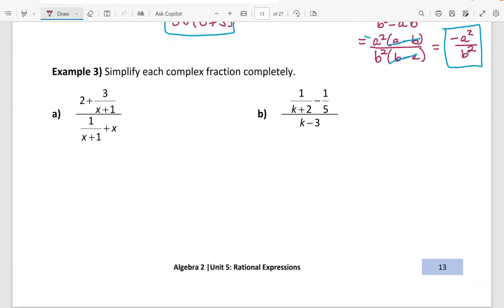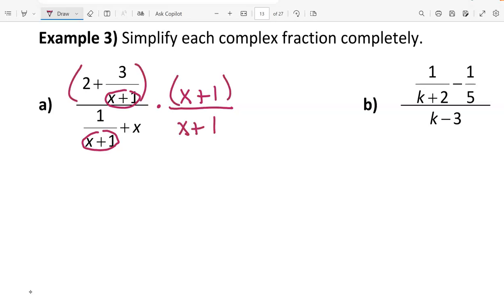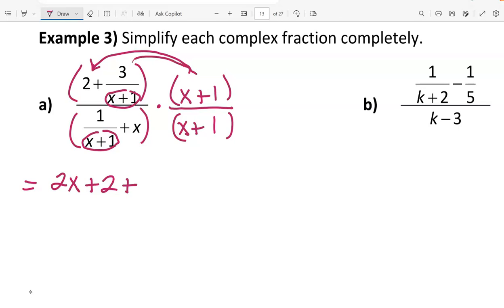Okay, now we're going to take a look at some fractions with binomial denominators. Again, we only have these two smaller fractions within the big fraction. They both have the same denominator, so that is the common denominator. Now let's distribute the x plus 1 to the first term, and that's 2 times x plus 1 is 2x plus 2. And let's distribute the x plus 1 to the second term.